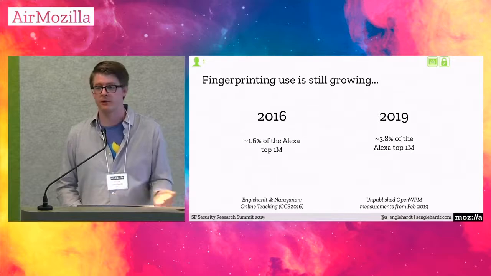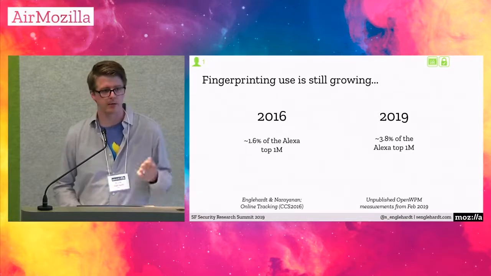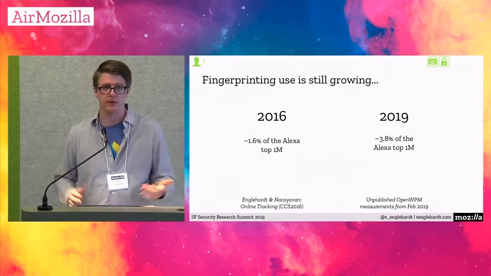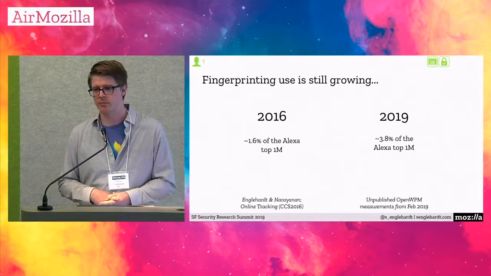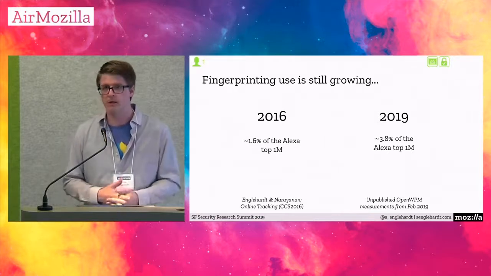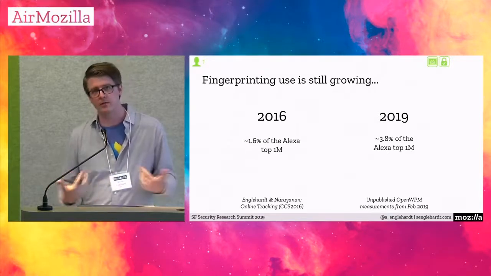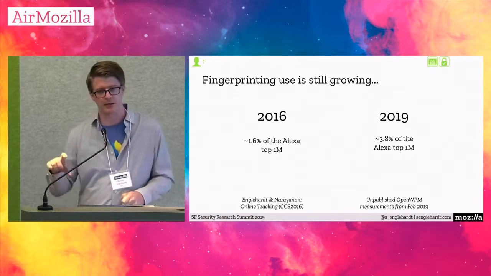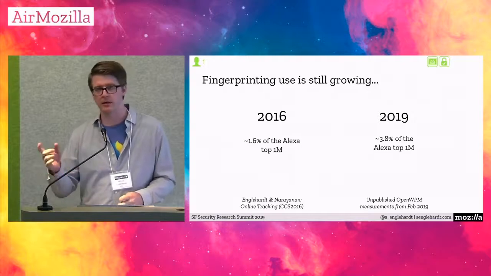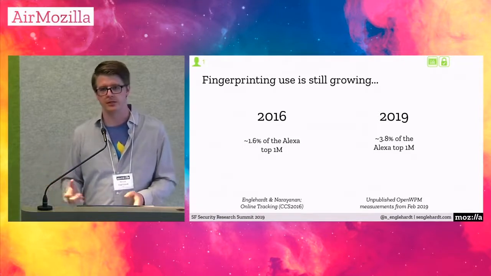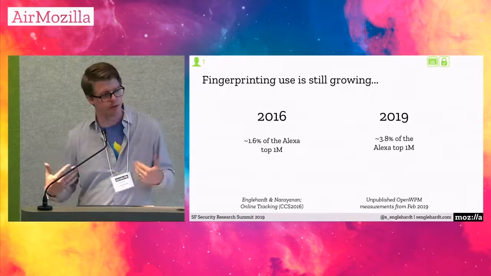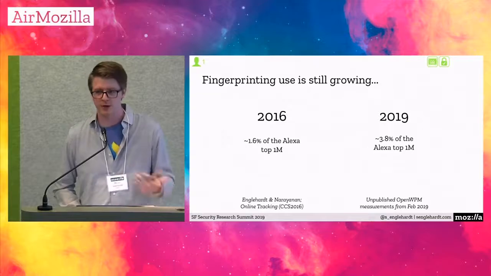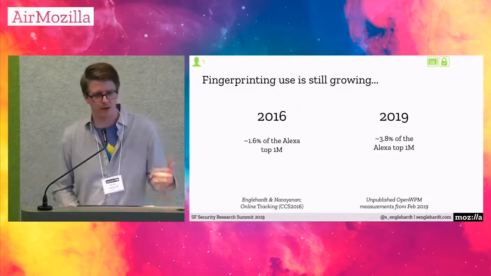And what we're seeing is that fingerprinting use is still growing. Back in 2016, when I measured this with my former advisor, we found that 1.6% of the top 1,000,000 sites had fingerprinters embedded. In more recent measurements, that's up to 3.8%. And actually, when we look at the top 1,000 sites in that measurement, we see it on something like 10 to 12% of them. So this is something that users are experiencing every single day, right, as they're browsing. They're being fingerprinted.